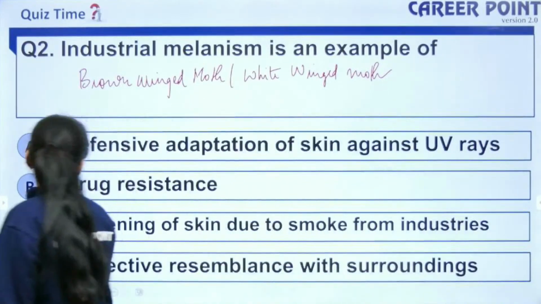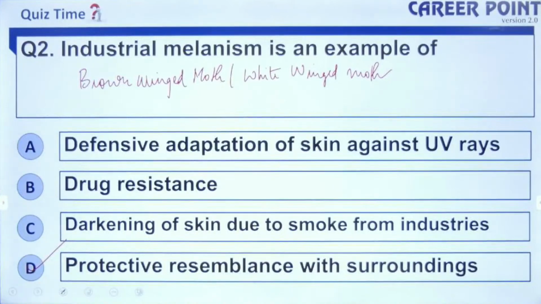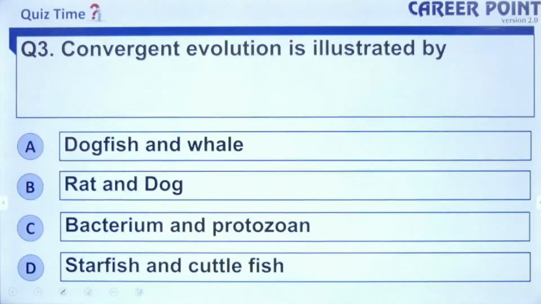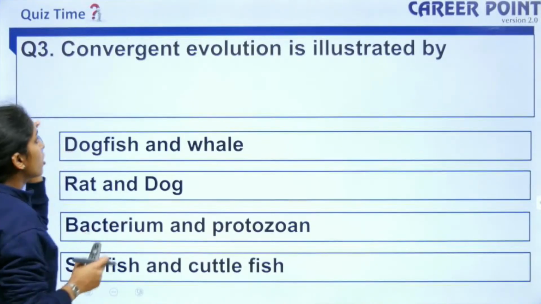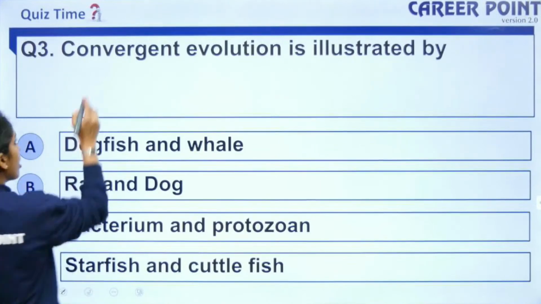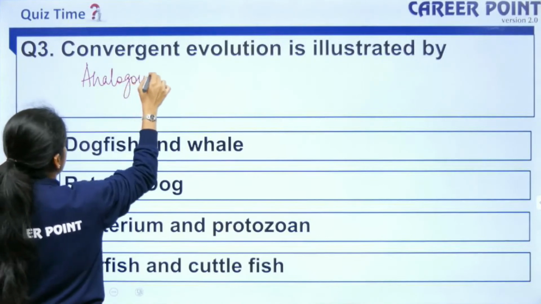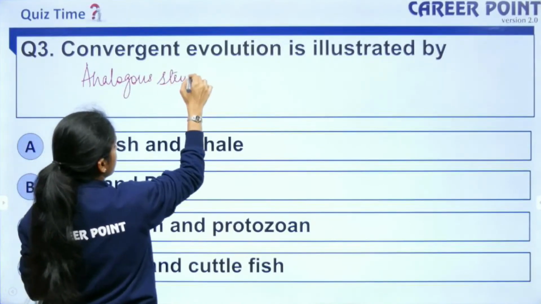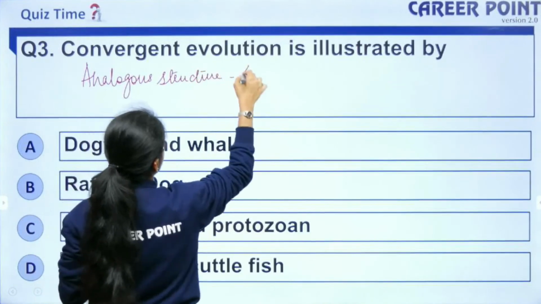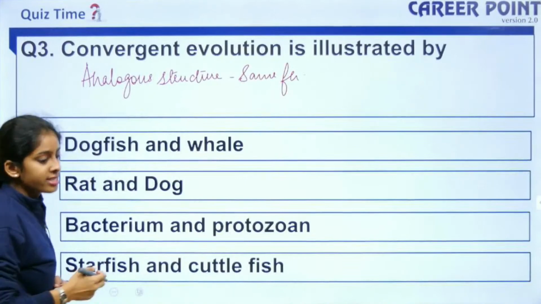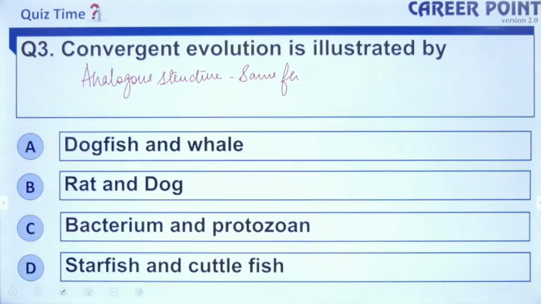Yes, alright. So here it was the protective resemblance with the surrounding which makes natural selection possible. Question number 3, convergent evolution is illustrated by. So we are talking about convergent evolution. Convergent evolution means you have analogous structures but same functions, right? So here, which is the answer?